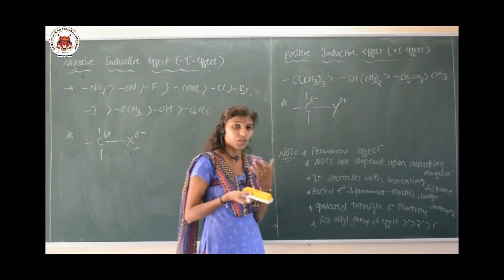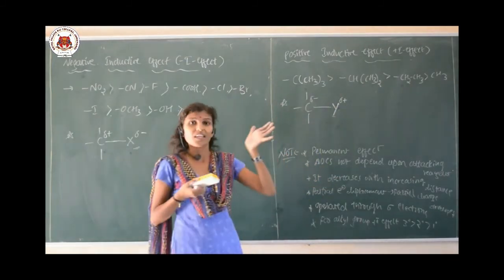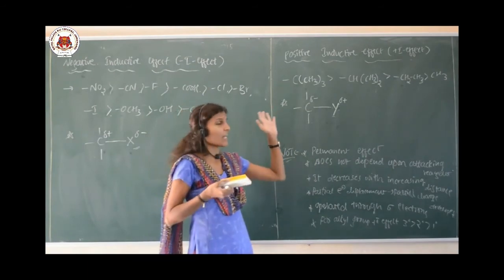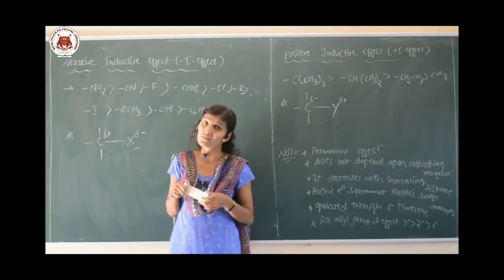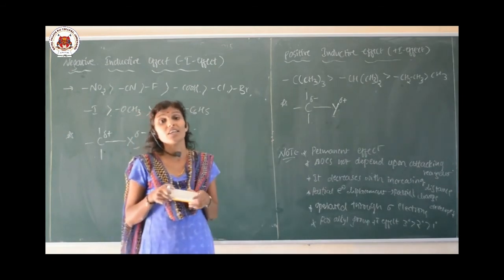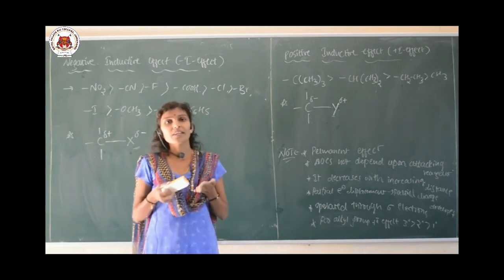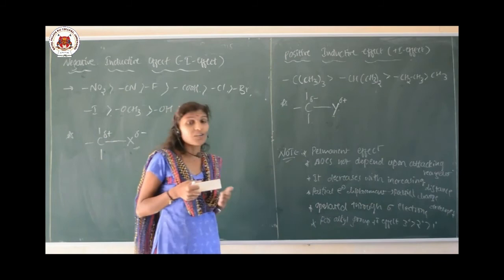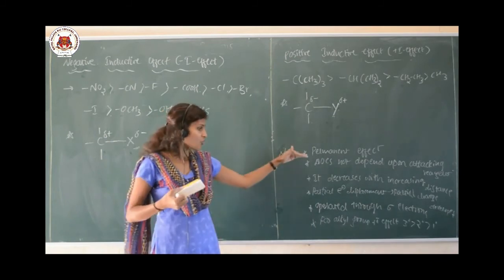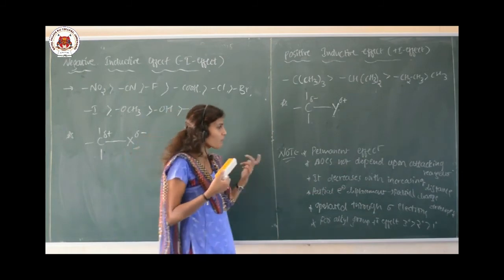So this is how we can explain, and the alkyl group shows the plus I effect. This is how we can explain the types of the inductive effect, that is the plus I effect and the minus I effect. Okay, so if we look at the inductive effect overall, what points are covered here, we have written briefly as a note. So what are the covered points?